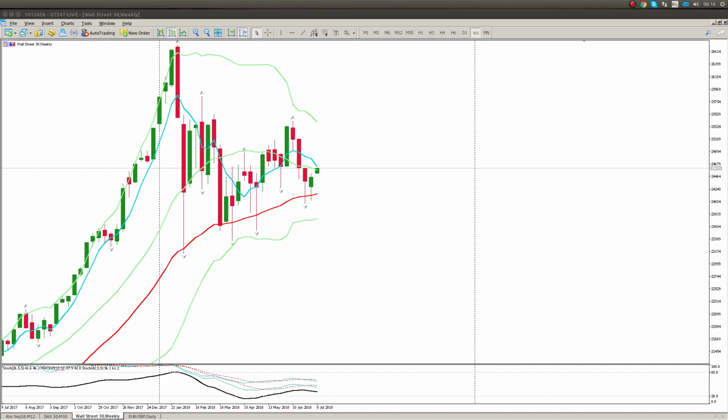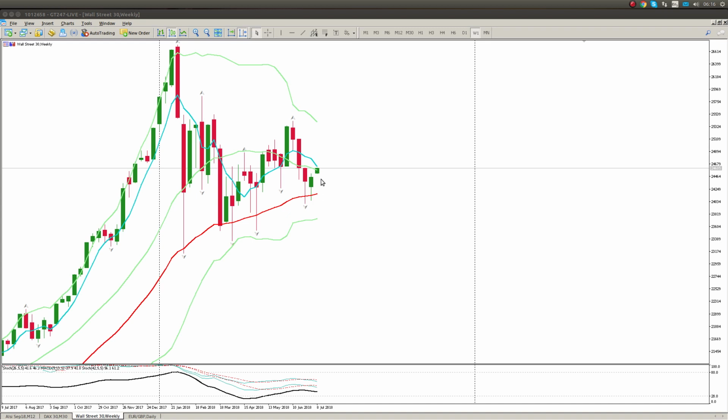As I mentioned last week, I was very uncomfortable going short at the levels that we were at, and it was probably a good idea that I stuck to my guns. Looking at what we have now, we had this inside bar on the weekly. You can see it was red. Now we have a green inside bar off a level.